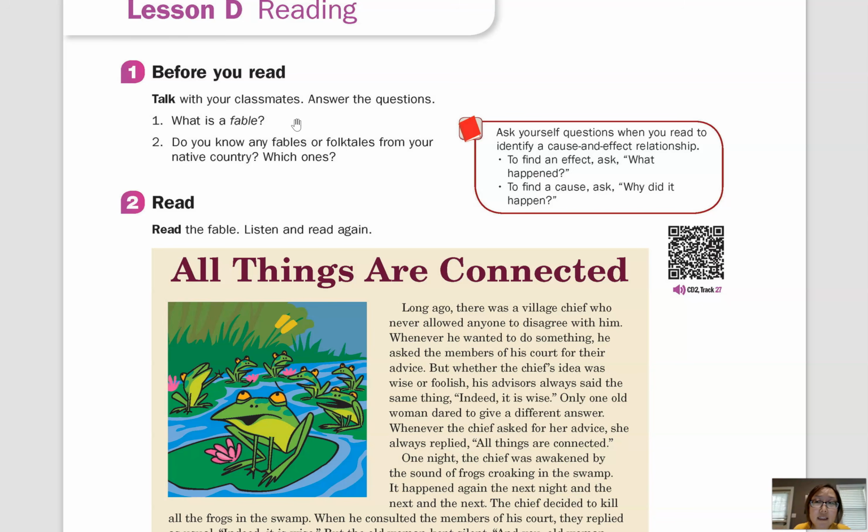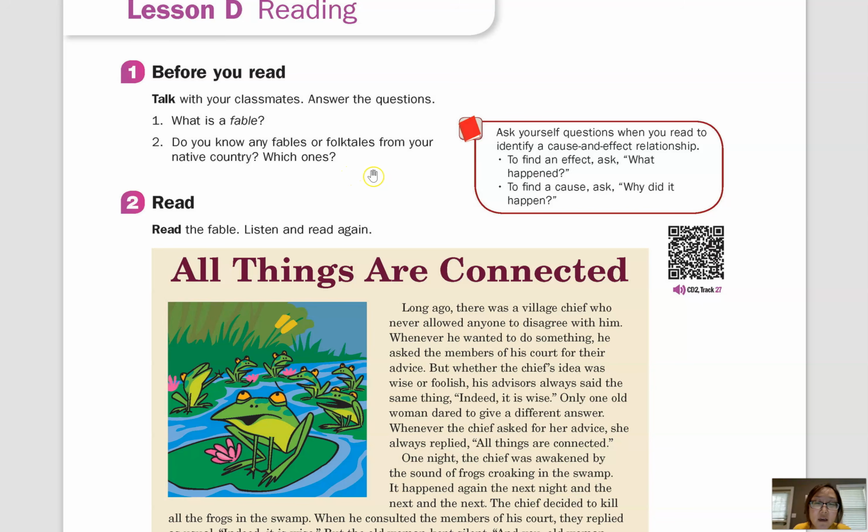And a moral lesson is a lesson that teaches things about good and bad, things that you should do, or good lessons for life. So a fable is a short story with a moral lesson, or just with a moral. And a fable often includes characters like animals. And number 2, it says, do you know any fables or folk tales from your native country?